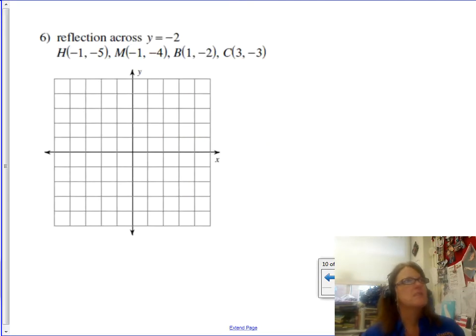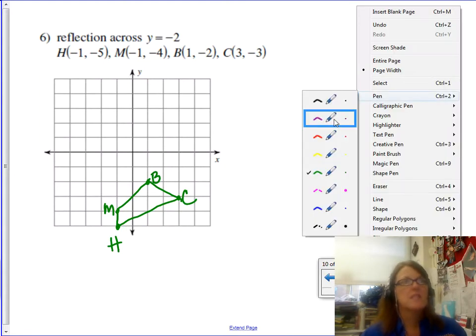Last but not least, do this one. H is at -1, -5. M is at -1, -4. B is at 1, -2. And C is at 3, -3. All right. Nice quadrilateral here. Okay, now this one says, please reflect this across the line y equals -2.